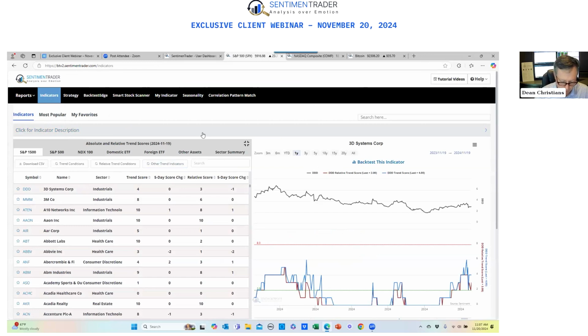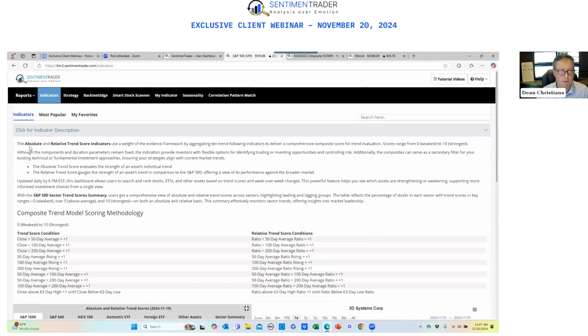Okay, so let's talk about what we're doing here. If you click on the indicator description, you're going to see these composite trend model scoring methodologies. These are very straightforward. Did ABC close above its 50-day? If it did, you get a score of +1. If it closed above its 100-day, another score of +1. If it closed above its 200-day, +1. And so we go on down the line. We've got 10 components for the absolute and 10 components for the relative. They're all the same concepts in terms of trend following.